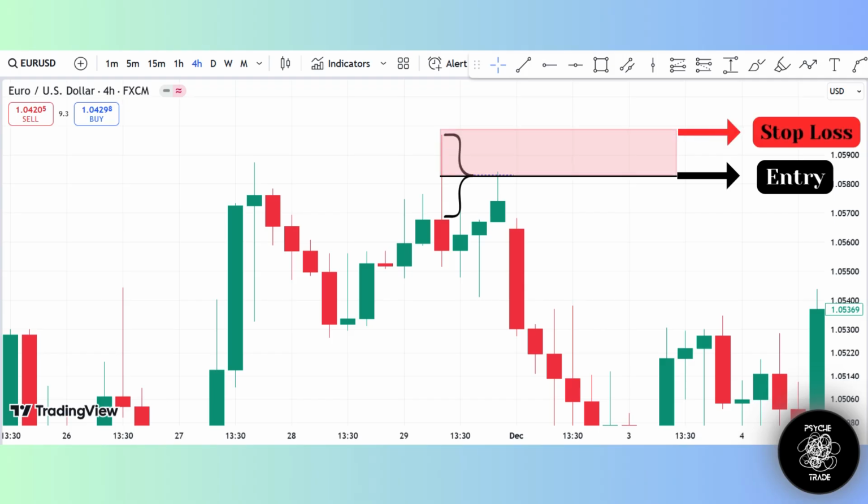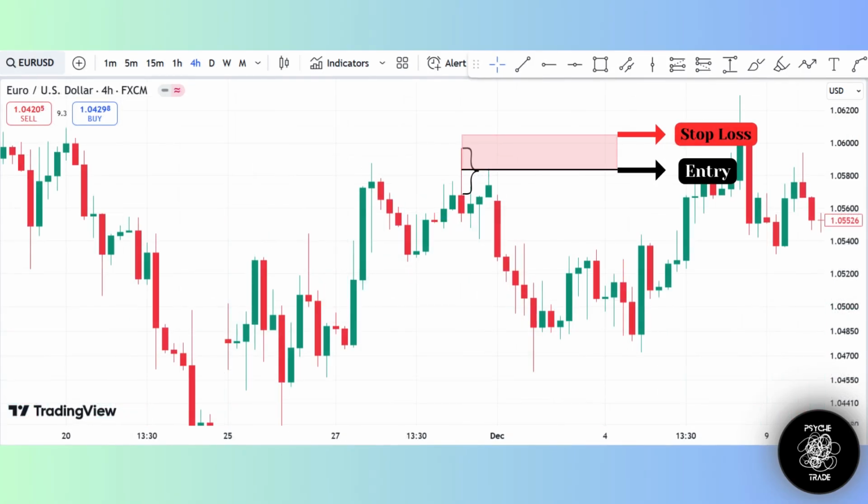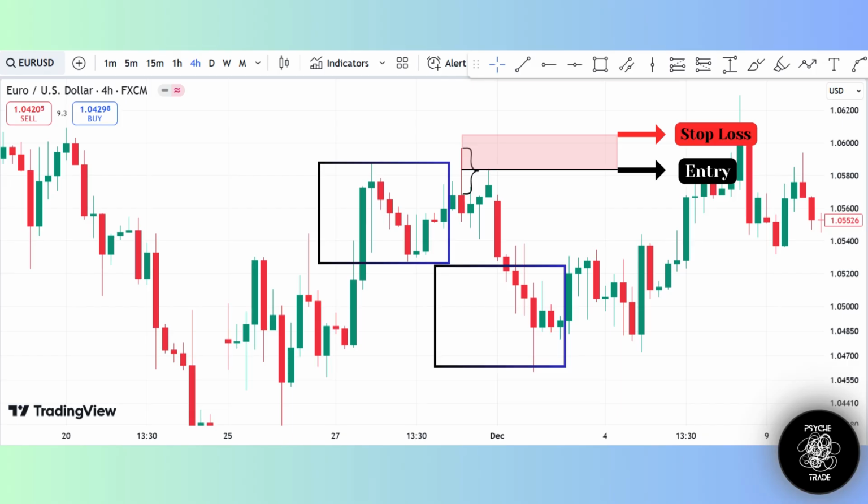The stop loss for both positions should be placed above the second top. For the take profit, we measure the distance from the first top to the neckline and consider the same distance downward from the neckline. That gives us the TP level for these positions.